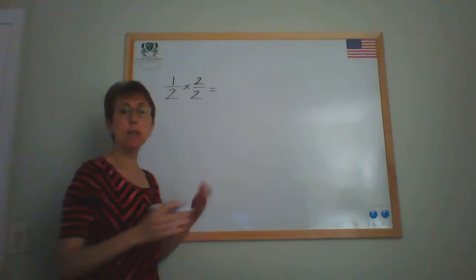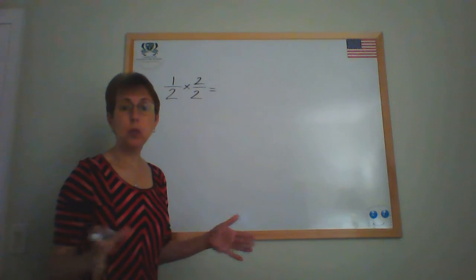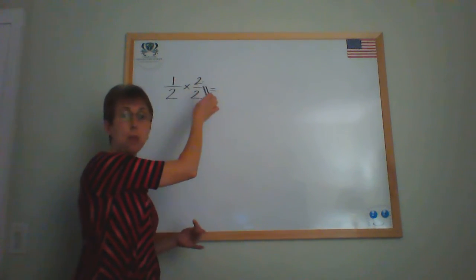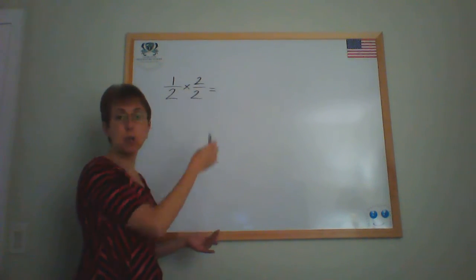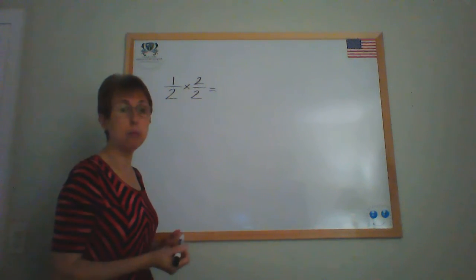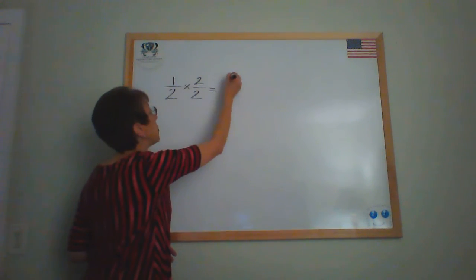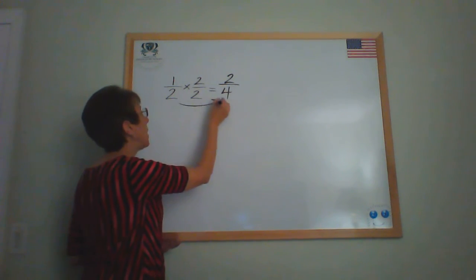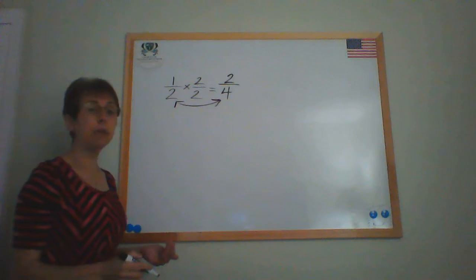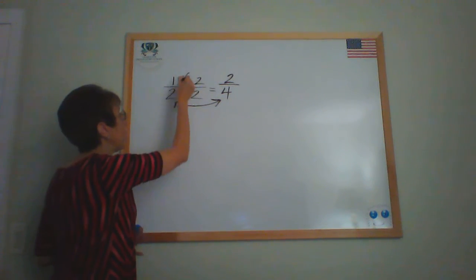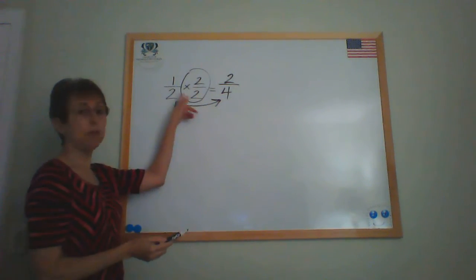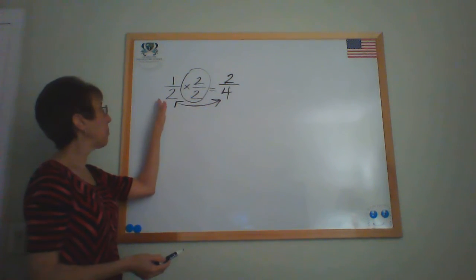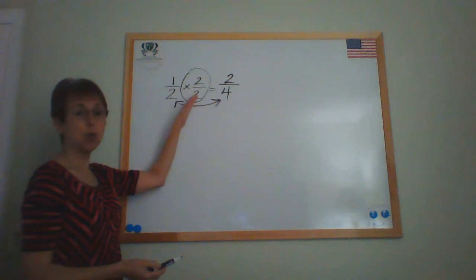Now again, it doesn't matter which fraction name for 1 you use as long as it is a fraction name for 1, because you always want to make sure that whatever you multiply the numerator by, you're multiplying the denominator by the same number as well. So 1 times 2 equals 2, and 2 times 2 equals 4. So 1/2 and 2/4 are equivalent. Now, as I said here, we are multiplying the fraction by a fraction name for 1. So we multiply the 1/2 by 2/2.